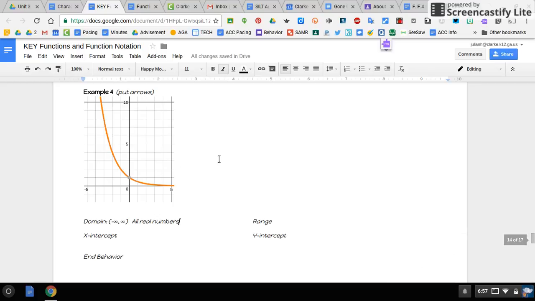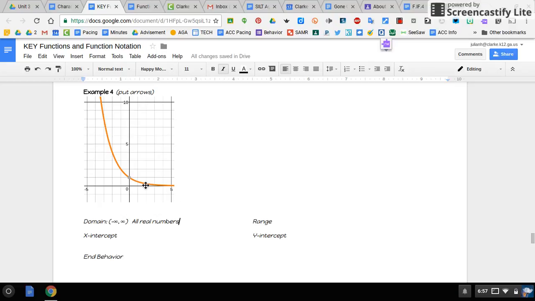All right, everybody, let's look at our last example. So we've already started this, but we're going to start again. So example 4, we're going to put arrows on both ends, okay? The reason why we're going to do that is because we want to imply that this graph goes continuously in both directions. So the domain is going to be negative infinity to infinity, or all real numbers.